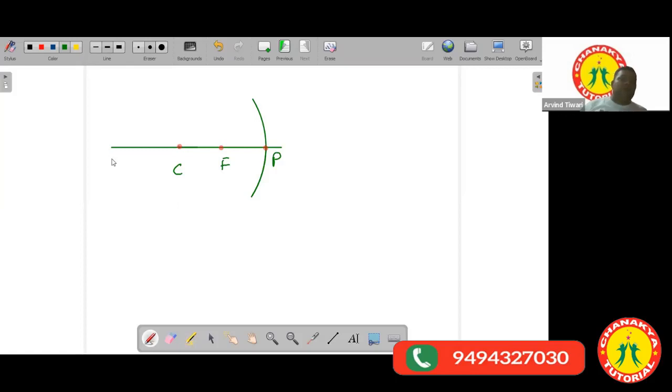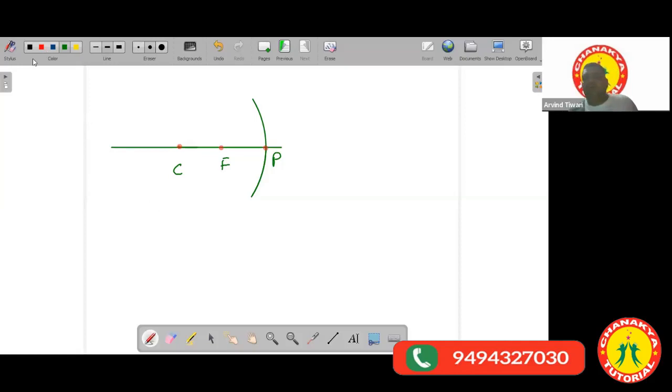Now, if your object is at infinity, all the light rays will come parallel from infinity. Whenever an object is very far off, or if the light rays come from a very far off point, then they come parallel to each other. So here, if the object is situated at infinity, all the light rays will come parallel to the principal axis.